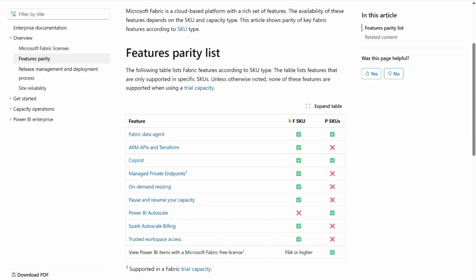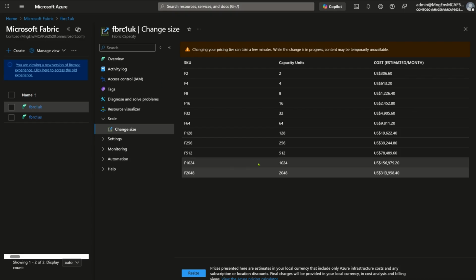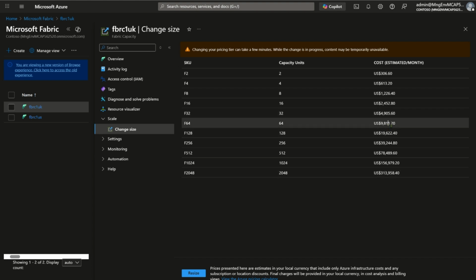As compared to the P SKUs, there's a few differences. As you can see, Copilot's available everywhere. Manage private endpoints is quite interesting. You can use that on F SKUs, on any F SKU. On-demand resizing, Power BI Autoscale is only available on the P SKUs, which is the Power BI Premium. So that's view Power BI items with a free Fabric license. Now, of course, with P SKUs, you can do that. With an F64 or higher, you can do that with Microsoft Fabric capacity, which is $9,000 a month. So if you've got the money for that, then go for it.